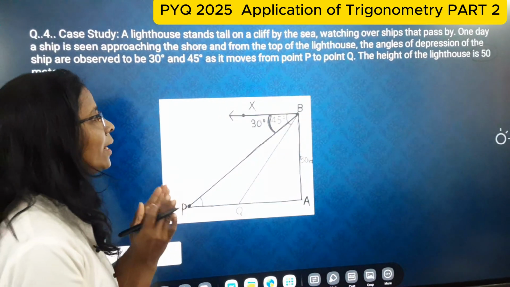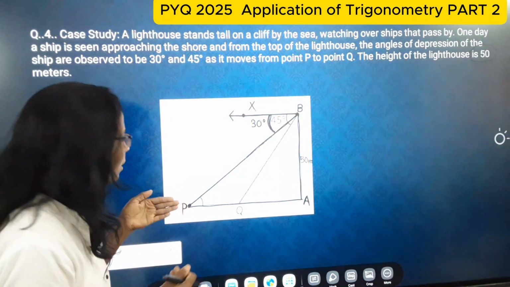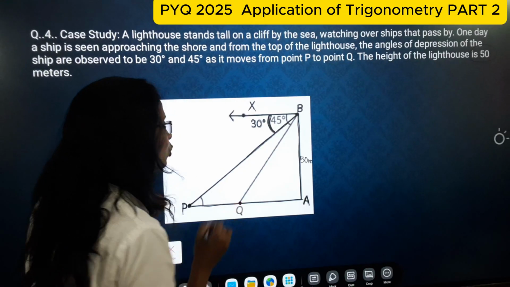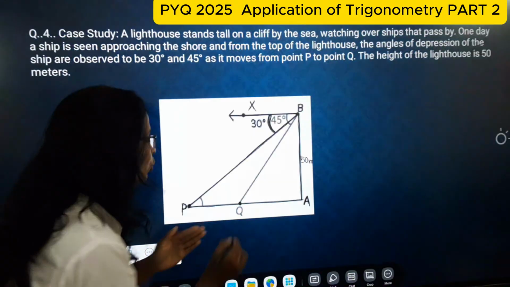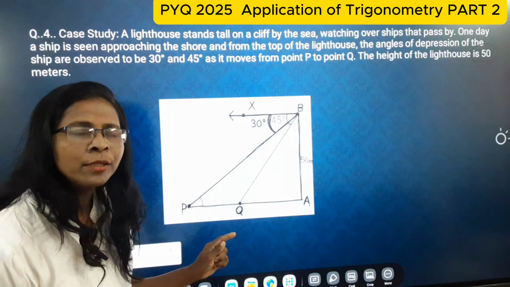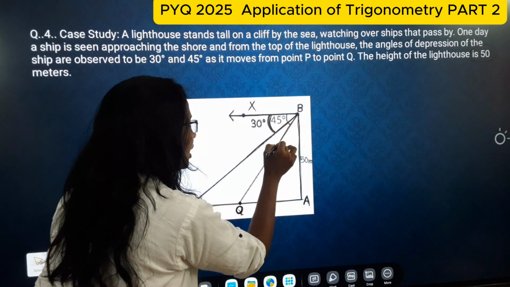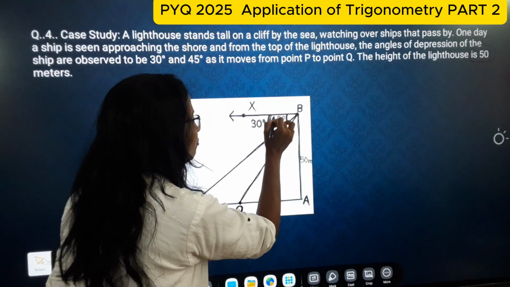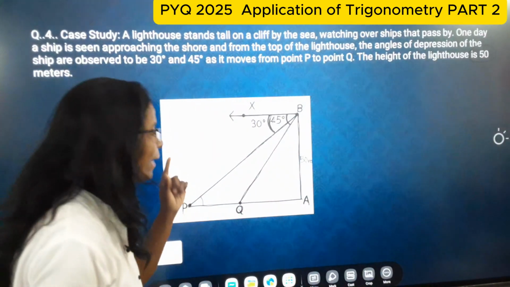Now here, students, the ship slowly comes towards the base of the lighthouse. First it comes to position Q, and when it comes to position Q, the angle of depression becomes 45°, students.